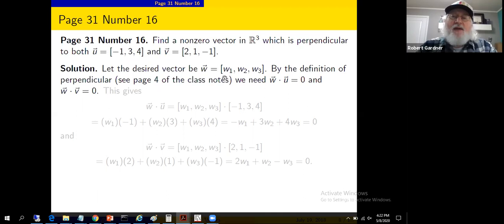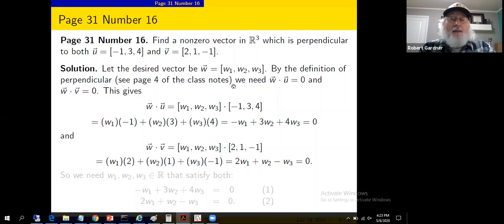Okay, well, let this vector you're looking for be vector W with components W1, W2, W3. Everything's happening in R3, it looks like. For perpendicular to U, we need W dot U to be 0. For perpendicular to V, we need W dot V to equal 0. Okay, let's look at those dot products. We've got the vectors expressed in terms of components. Calculate the dot products. Well, I've got W1, W2, and W3 in them. That's the thing we're looking for. And out of this, we get this for the dot product.